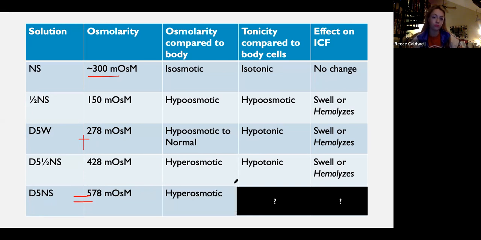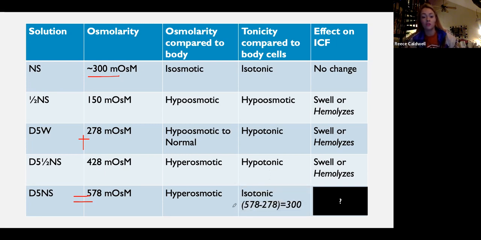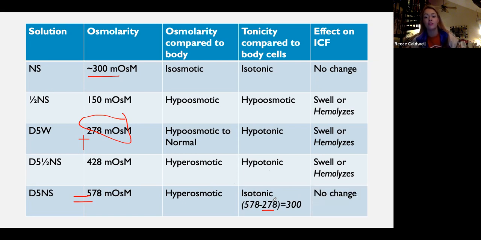hyperosmotic solution. When comparing it to the tonicity of the body cells, take a second here and think about what it would be. Hypo, iso, or hyper. What do we need to do to figure that out? We subtract our non-penetrating molecule. So we take that original osmolarity, we subtract our non-penetrating molecule, which is that D5 water, that glucose, and we're left with 300. 300 is equal to the tonicity of the body cells, making an isotonic solution. An isotonic solution does what to the cell? It causes no change. The cell will remain the same.